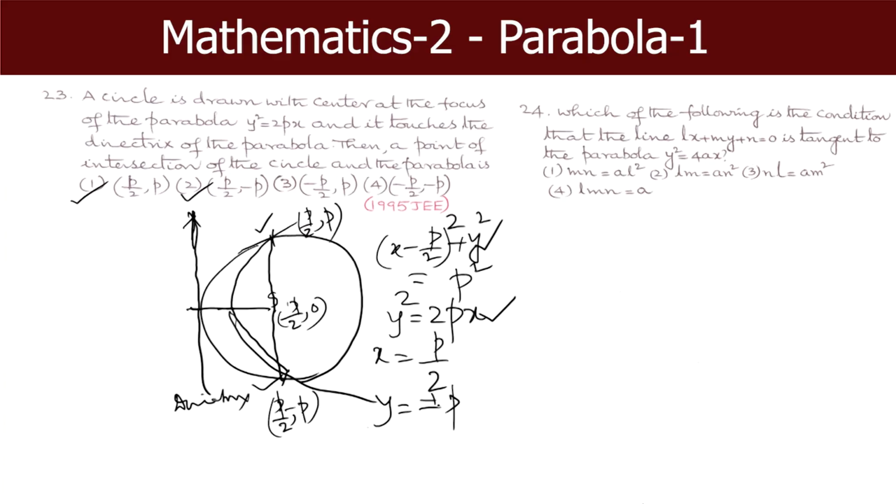Which of the following is the condition that the line Lx plus My plus n equal to 0 is tangent to the parabola y² equal to 4ax? Once again, we need the condition for tangency. Clearly L is not equal to 0, because if L is 0, what happens? It becomes a horizontal line. If L is 0, then m is not equal to 0, y equals −n/m, that is the horizontal line.